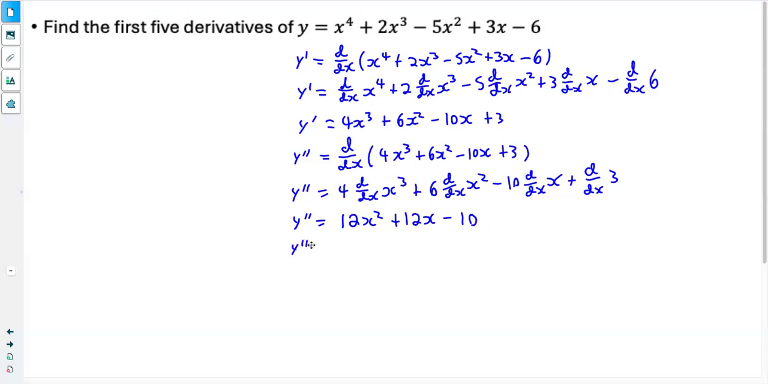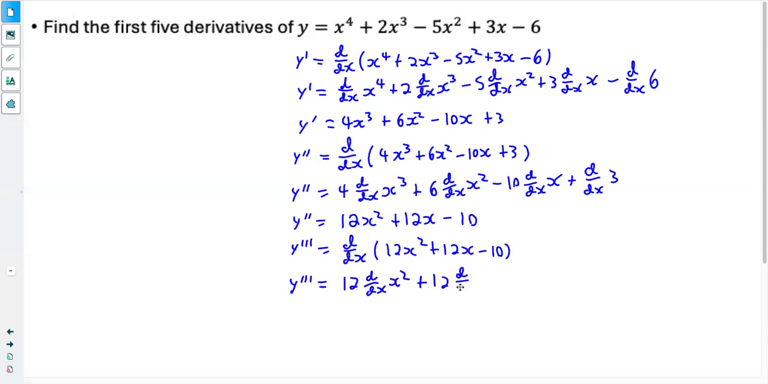Now our third derivative, we just take the derivative of this whole side again. So d/dx of 12x squared plus 12x minus 10. So breaking that up, that's 12 d/dx of x squared plus 12 d/dx of x minus d/dx of 10. So our third derivative would be 24x plus 12.